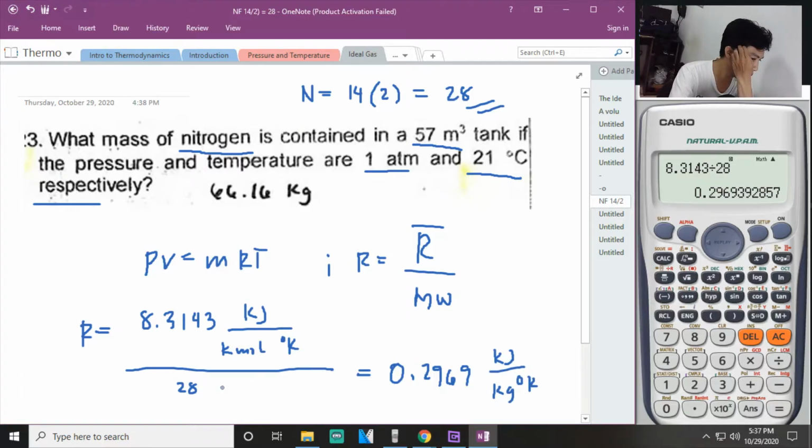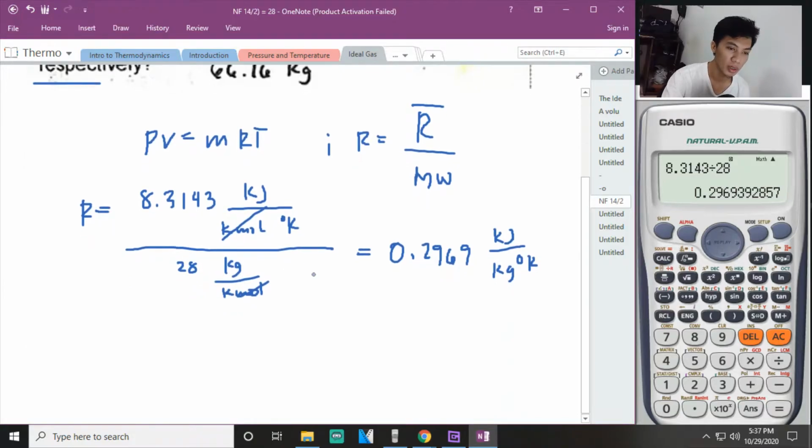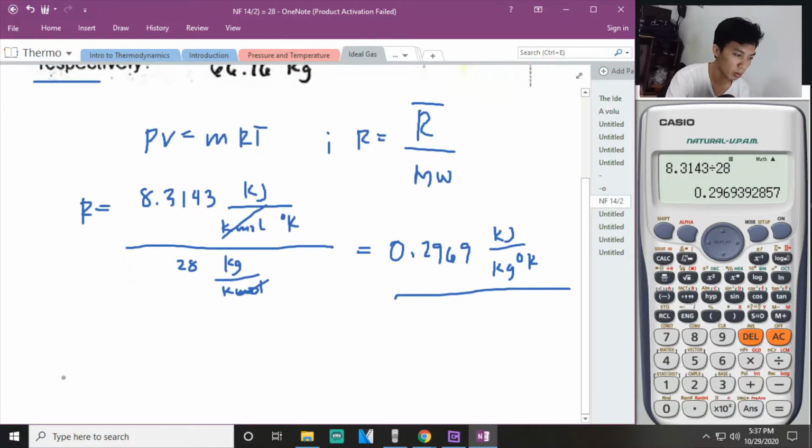Ano to? So, this is kilogram per kilomole, para ma-cancel mo yung kilomole sa baba. Cancel. Ayan. So, set aside natin siya. Masosolve na ba natin? Ano bang hinahanap? Hinahanap dyan, the mass. Yung mass equal to PV over RT. Meron na tayo ng mga values na yan.